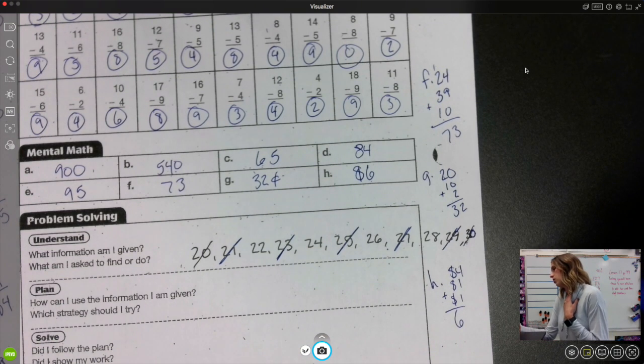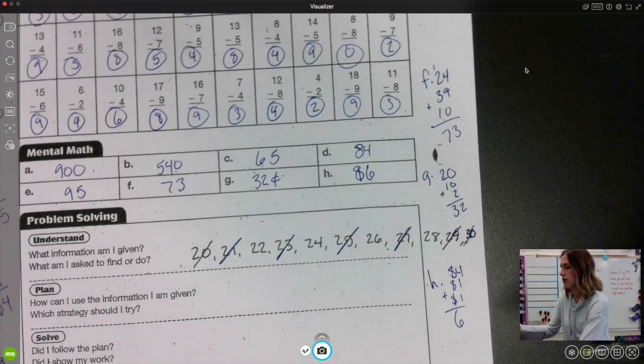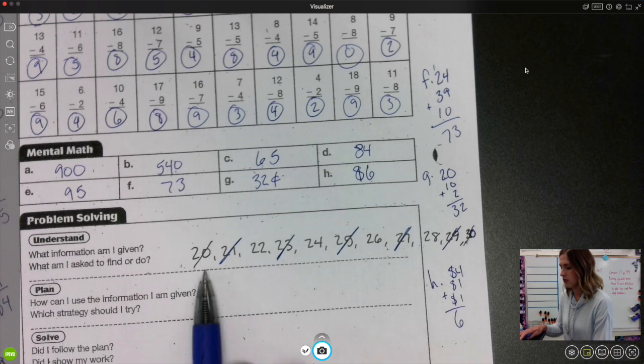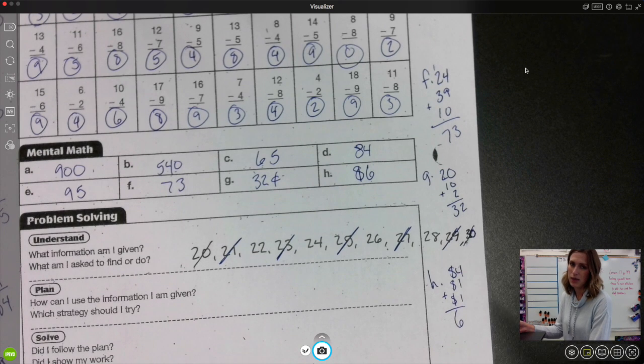Then it said he also arranged the books into 3 equal stacks. That means you got to say the number when you count by 3. So let's count by 3s. 3, 6, 9, 12, 15, 18, 21, 24, 27, 30. So any of those numbers that we didn't say when you count by 3, it can't be that number.